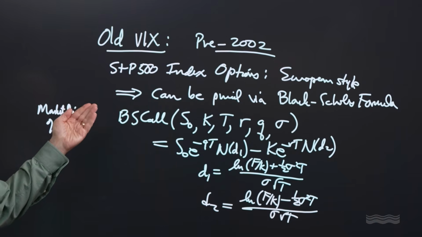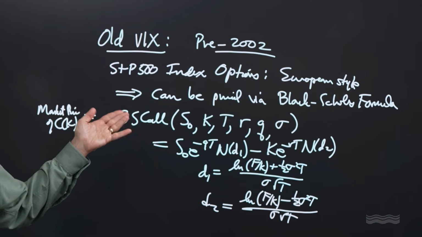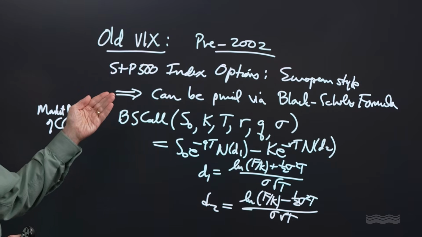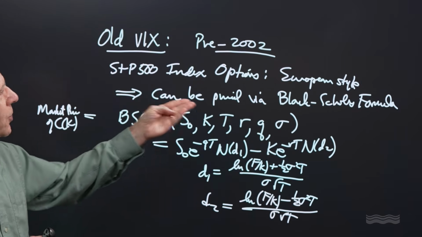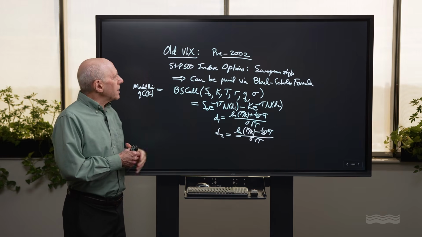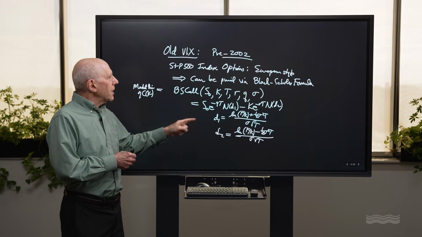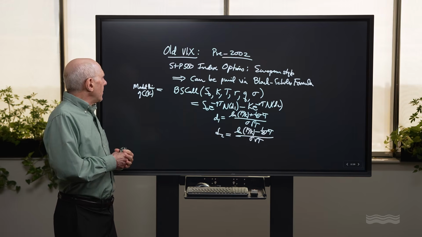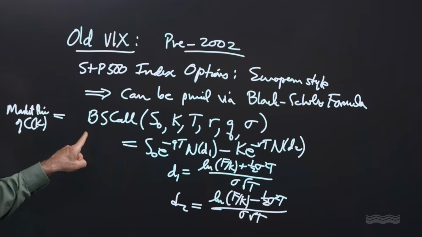Since the S&P 500 index futures trade on the CBOE, that this was their product, the options on those futures are European style. So an important thing about being European style is that they can be priced using the Black-Scholes formula. Now, doing so means that you're going to use the Black-Scholes formula.